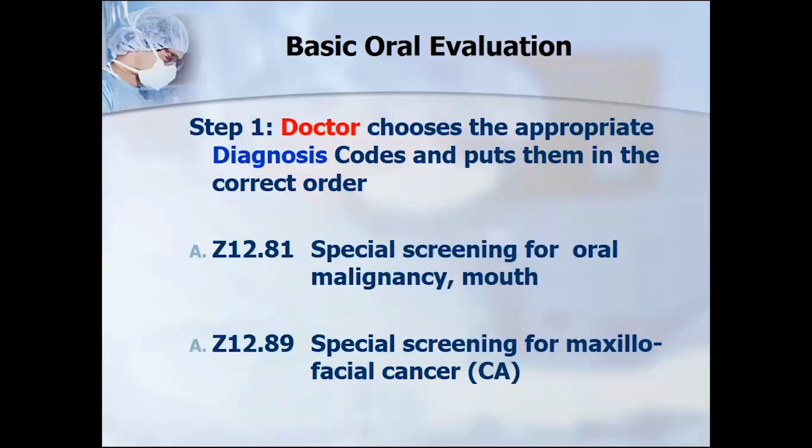So step 1, the doctor chooses the appropriate diagnosis codes and puts them in the correct order. So diagnosis A, special screening for oral malignancy of the mouth, and diagnosis B, special screening for maxillofacial cancer. Notice the short form for cancer that medical healthcare providers use.